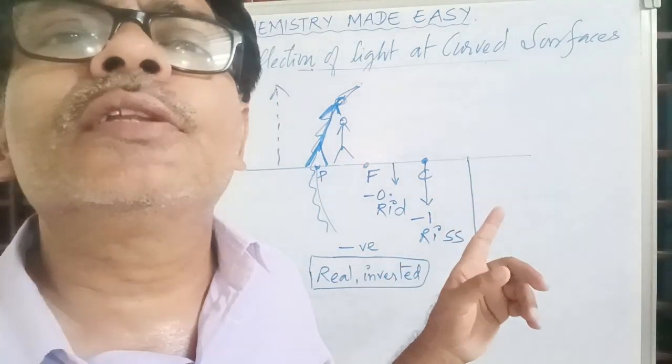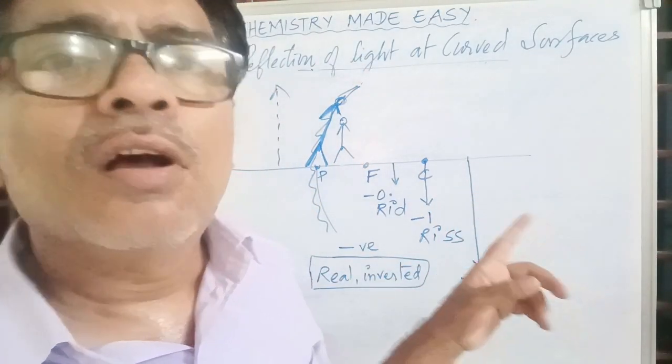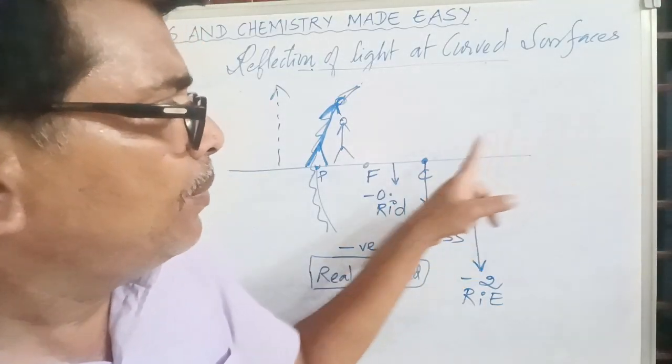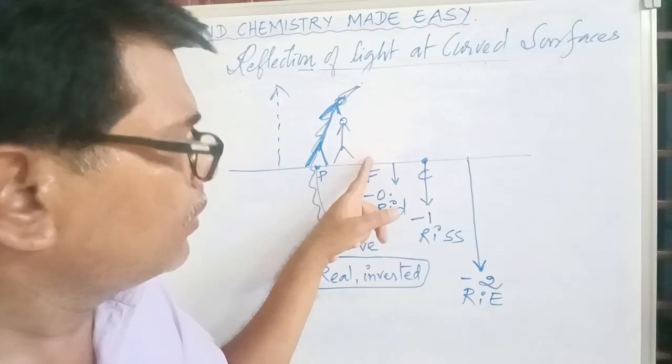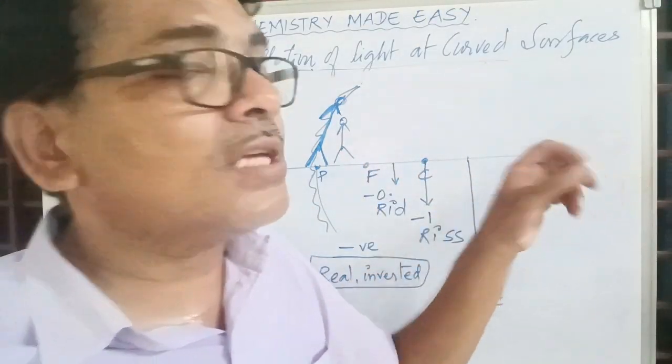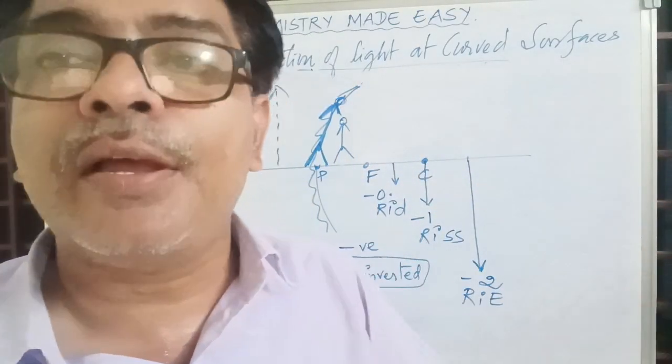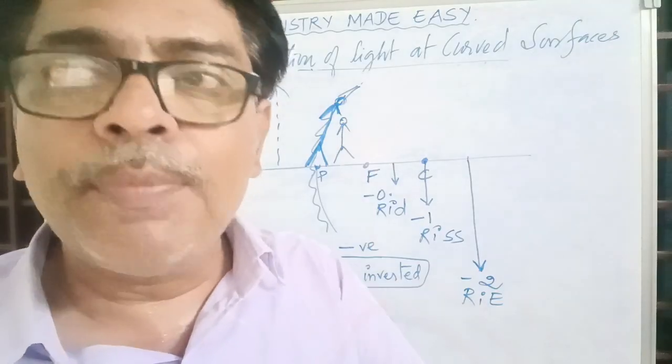This is not like that. At all these positions, infinity, beyond C, on C, between C and F, on F, till here, your images are not seen in the mirror. You will not be seen in the mirror.